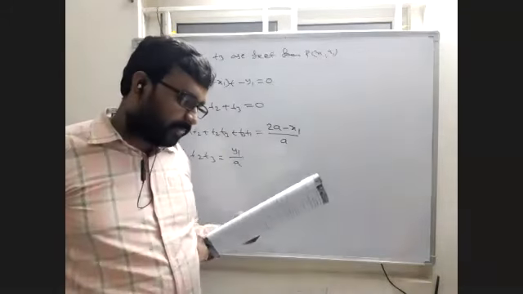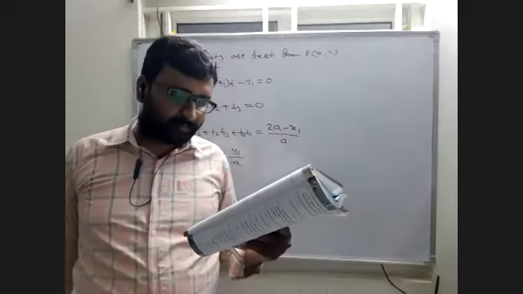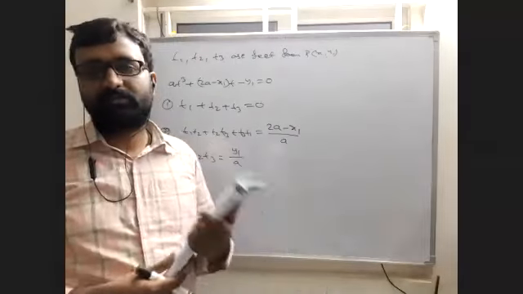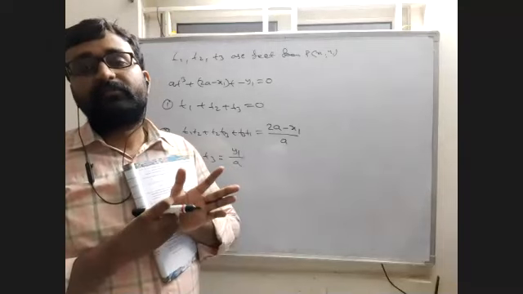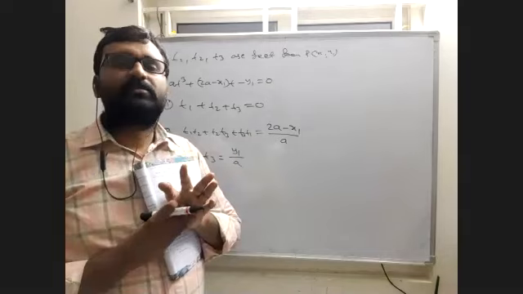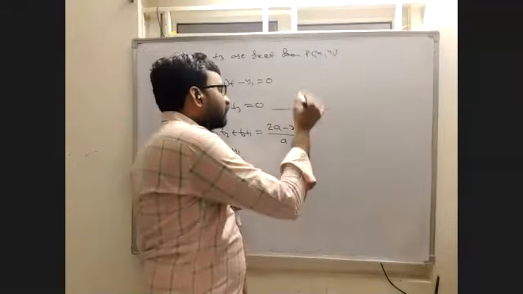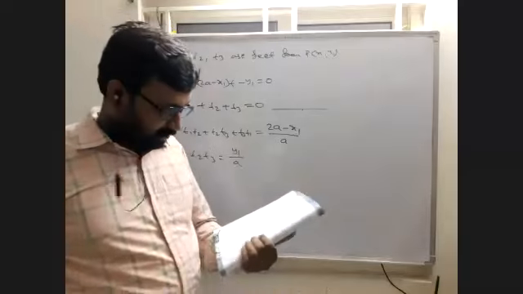And next, the centroid of the triangle formed by the feet of 3 normals of the parabola lies on the axis. This also you should remember. The centroid of the triangle formed with the 3 feet of normals lies where? On the axis.